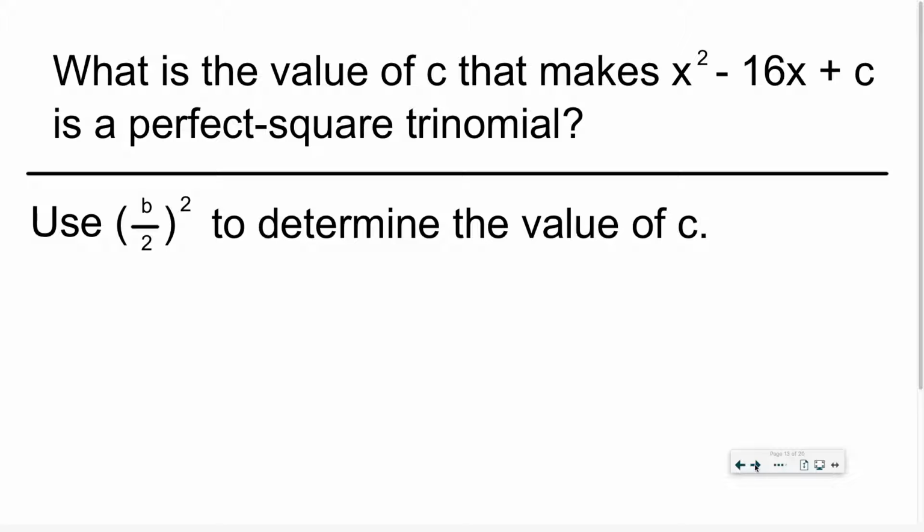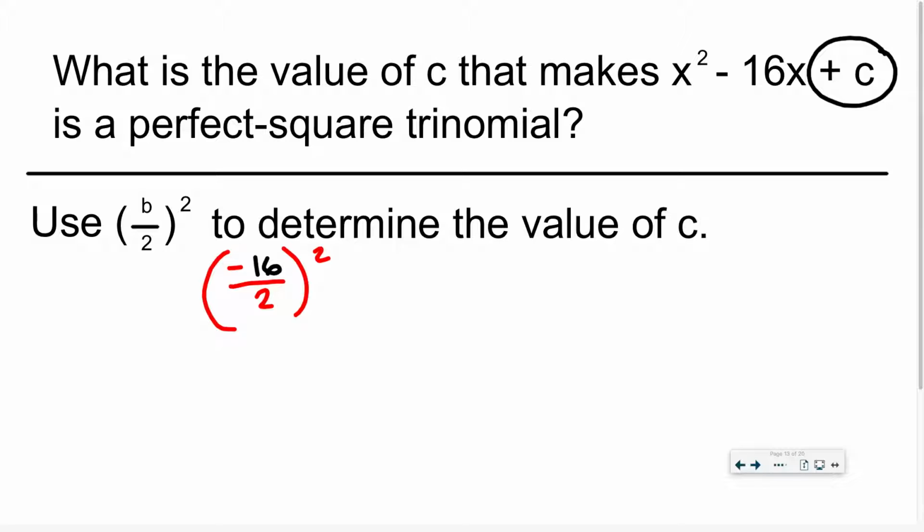So if I had this expression, x squared minus 16x plus c, if I wanted to use b divided by 2 squared, what would the value be for this? Can we write this down as an example? Yes, absolutely. What would I plug into that formula? 16. What kind of 16? Yeah, I would plug in a negative 16 divided by 2 and then squared.